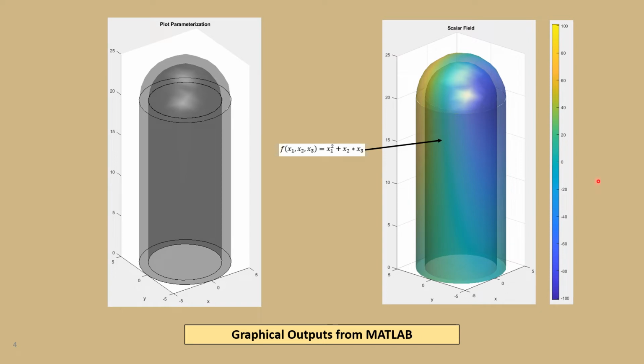These are the plots that MATLAB outputted. In the left image is my plot parameterization of my silo shape, and you can see all the different individual exposed surfaces. And on the right image is my scalar field, and you can see the heat map plotted over my scalar field equation of x1 squared plus x2 times x3.